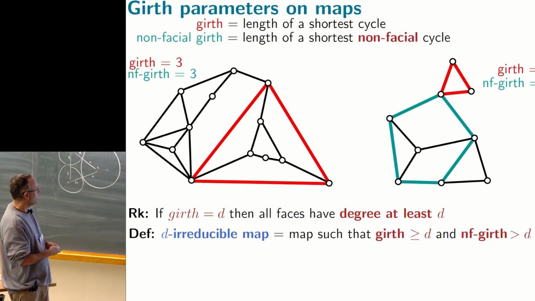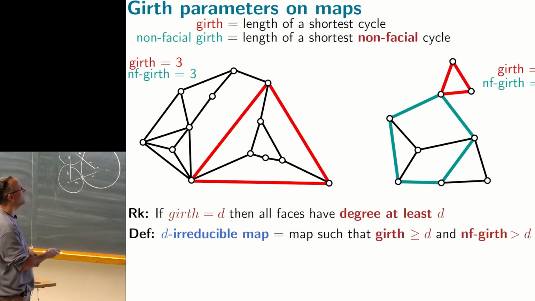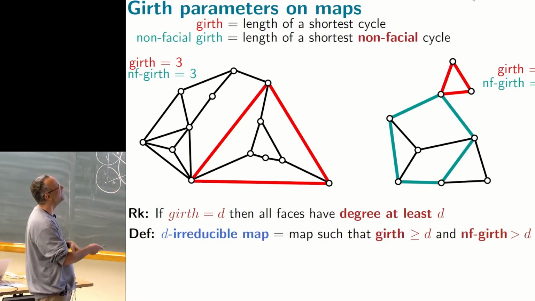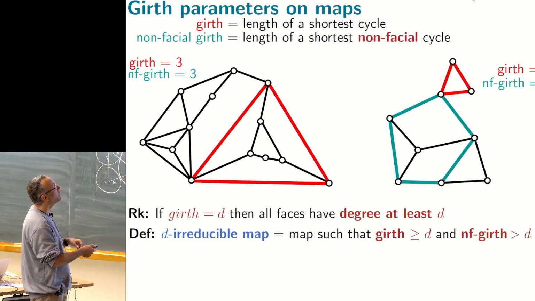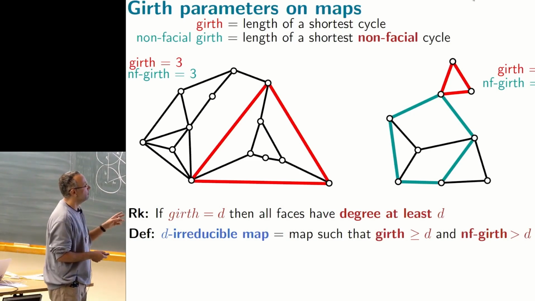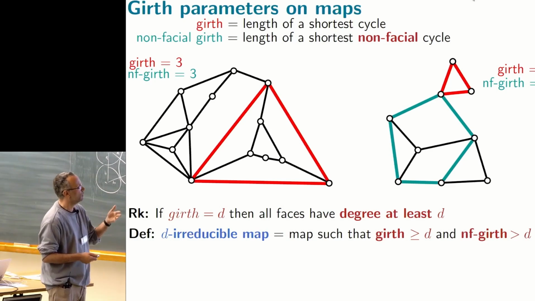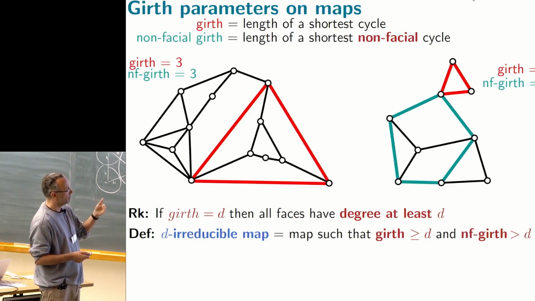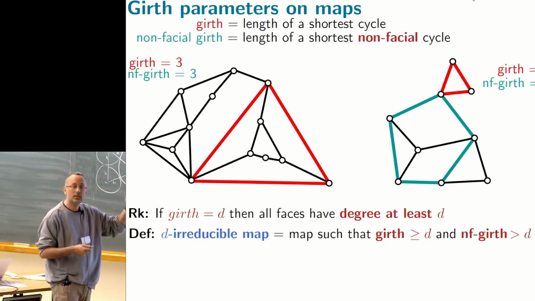And then there is this notion of d-irreducible maps. Okay, d-irreducible maps are maps where the girth is d, but you want the non-facial girth to be strictly larger than d.